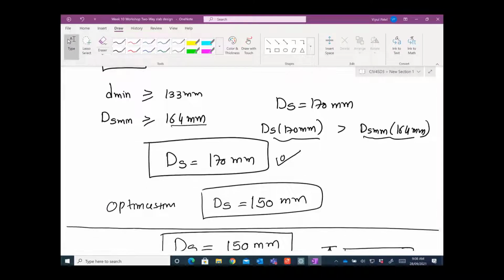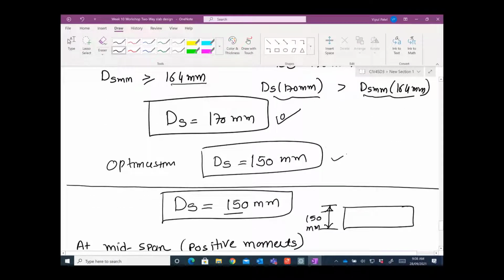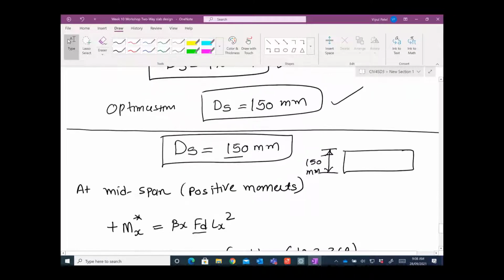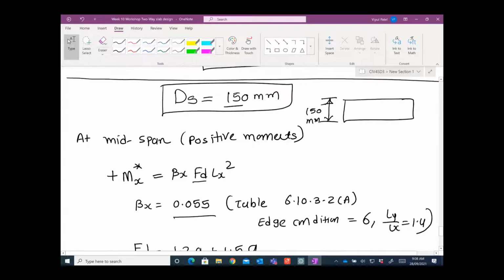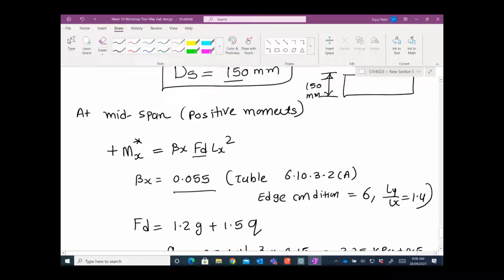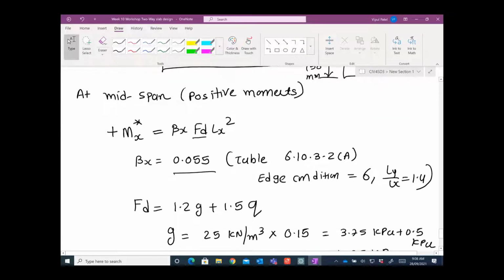Now further, we assume that, look, 170 millimeters looks thick as well. For economical purposes, let's drive it down to 150 millimeters. Let's assume 150 millimeters. It's just optimization. It just removes another 20 millimeter layer. If it does not work, we can go back and increase the size. So let's start with 150 millimeters. And then the first step is to calculate the moment demand.